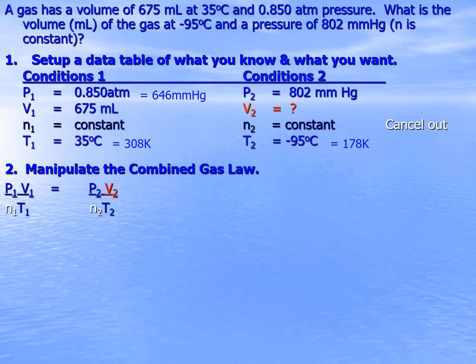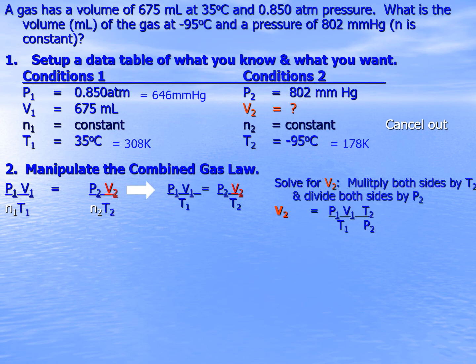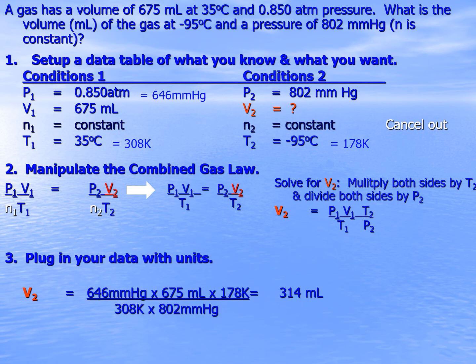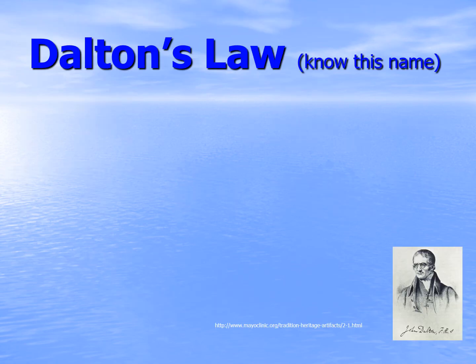Now in this problem, we only have one constant, and that is moles. So this is going to be P1V1 over T1 equals P2V2 over T2. Solving for V2, we get P1V1 T2 over T1 P2. Plug those numbers in from above, cancel out the units, and you get 314 milliliters. So practice this algebra, and there'll be lots of opportunities in the future.